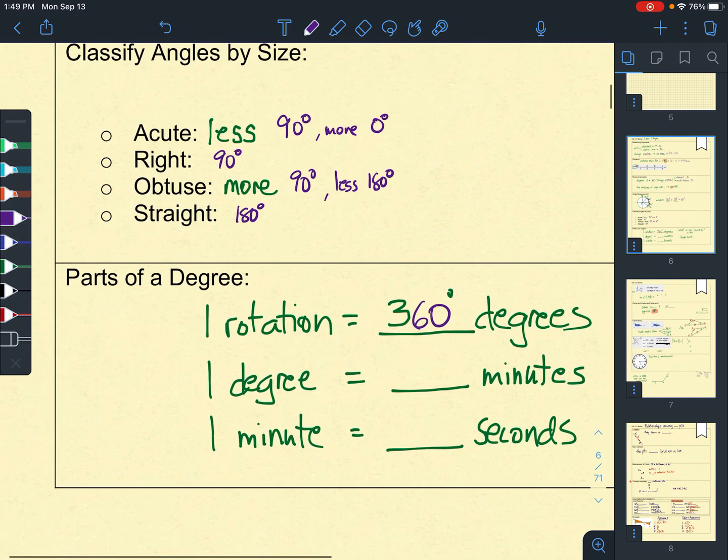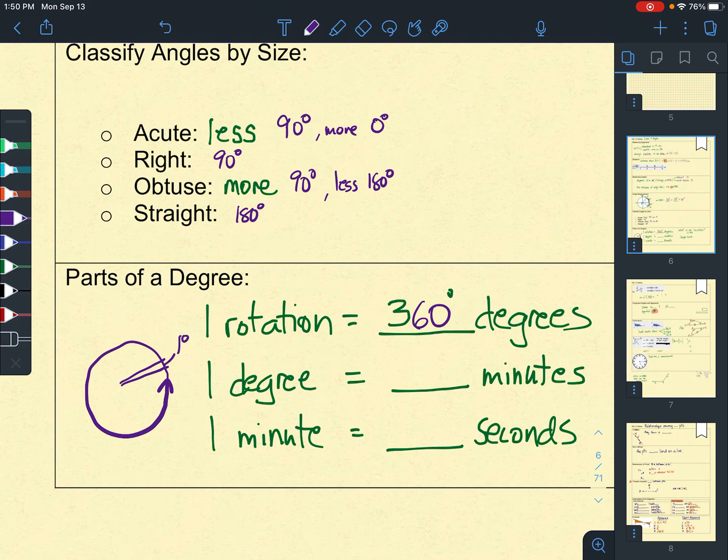So one rotation is 360. That's not part of a degree, though. Let's take 1 degree. Imagine 360 degrees going all the way around. But what if I took just a little sliver of this? 1 degree.